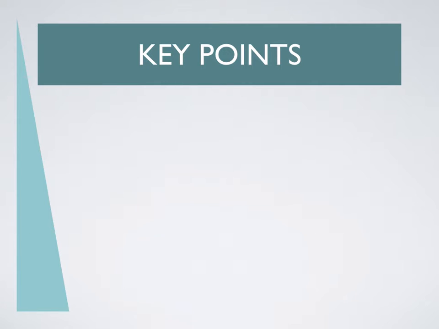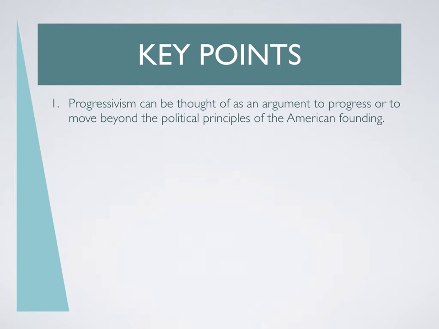Key points for Section 10A on the roots of American progressivism. Progressivism can be thought of as an argument to progress or to move beyond the political principles of the American founding.